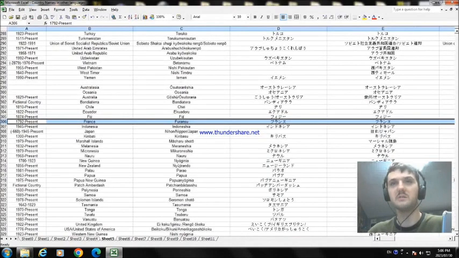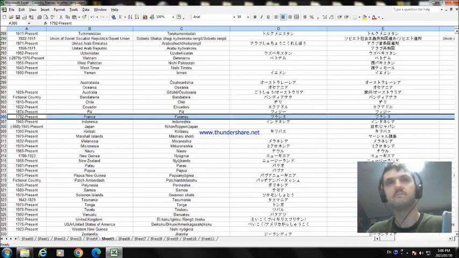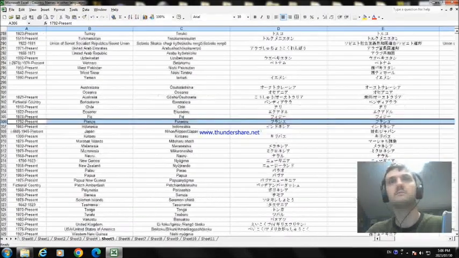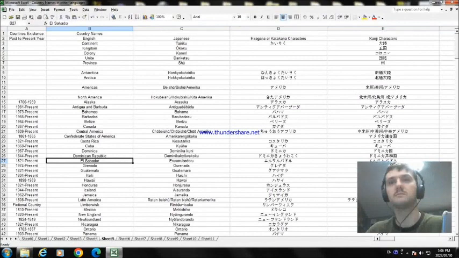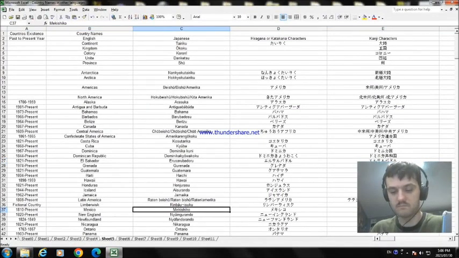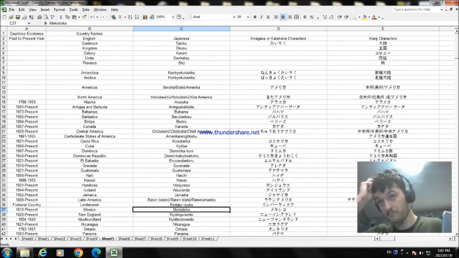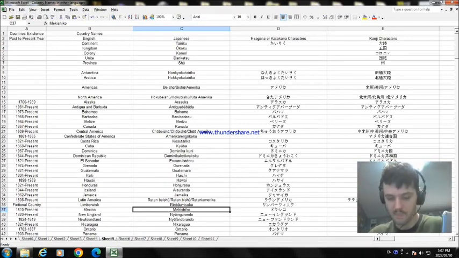Now, what about Mexico in Japanese? I'm talking about the country of Mexico anyway. Mexico. Okay, Mokishiko is how to say Mexico in Japanese.